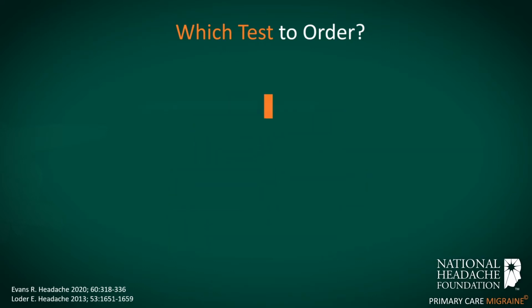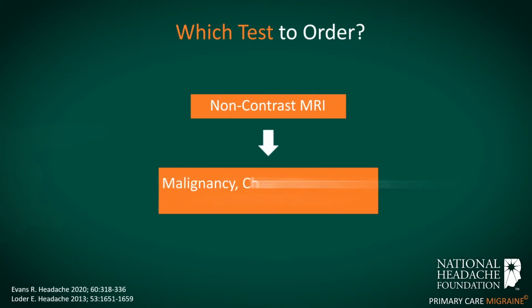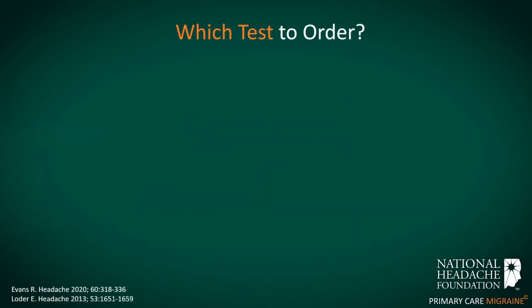The next imaging study that we will review is the non-contrast MRI of the head. This is the test of choice in most situations to rule out a secondary headache disorder. In fact, the American Headache Society has recommended an MRI over a CT scan for the evaluation of persons with subacute and chronic headache disorders that require neuroimaging. It can identify malignancy, stroke, and Chiari malformations.